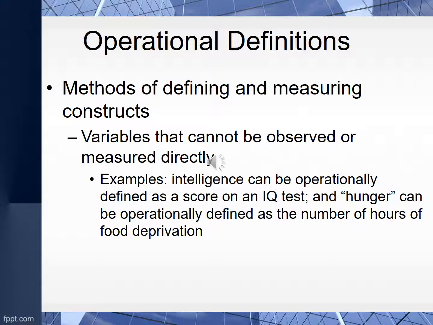Examples include intelligence, which can be operationally defined as a score on an IQ test. Hunger is another example, where it can be operationally defined as the number of hours of food deprivation.